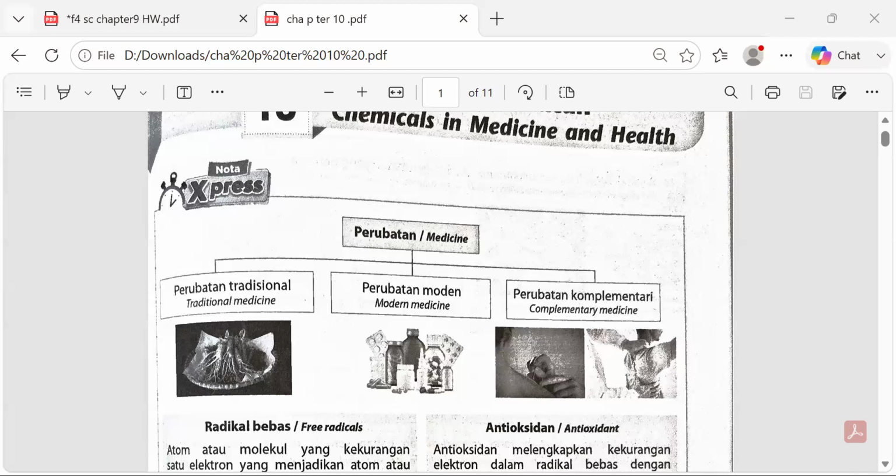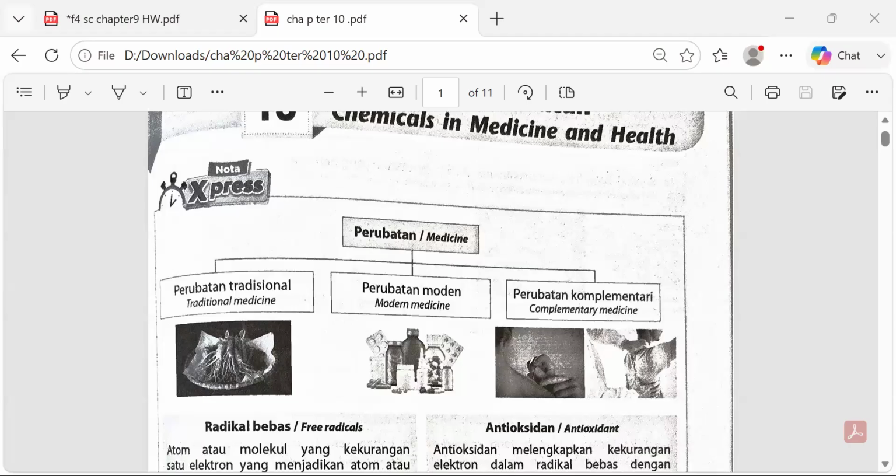Get it? Okay? Codeine is a very strong analgesic. When somebody gets stabbed, are they going to give you Panadol? No, they're going to give you morphine. Morphine is one type of codeine. Codeine is a very strong painkiller. Okay? So analgesic is for pain.